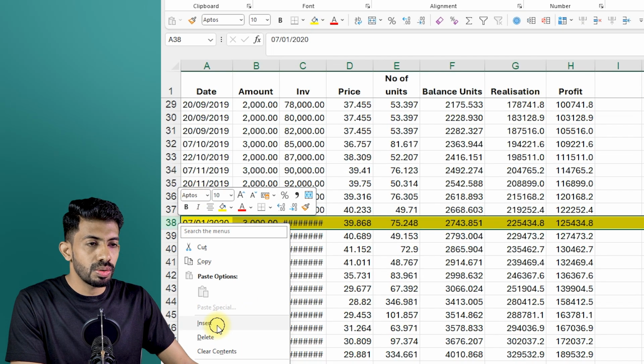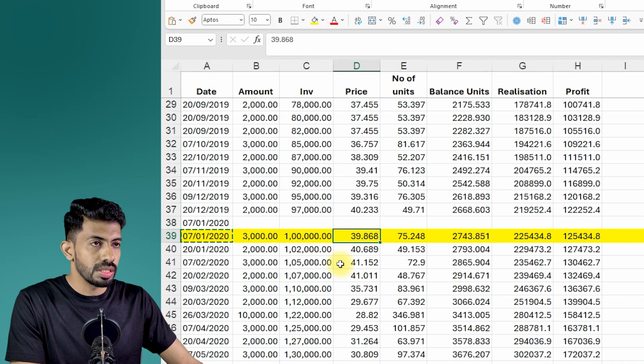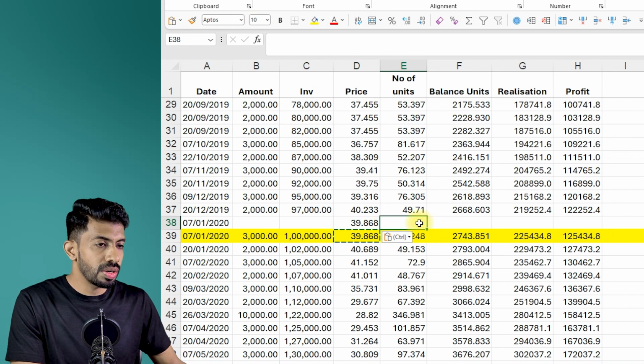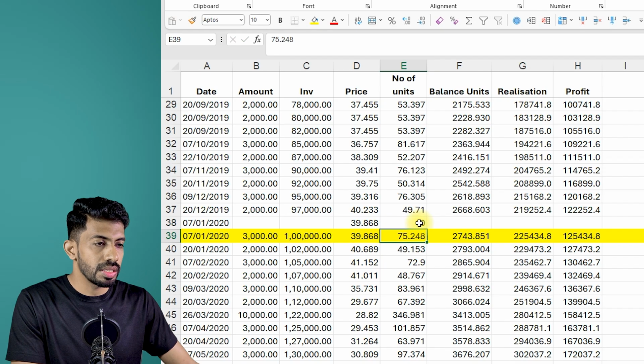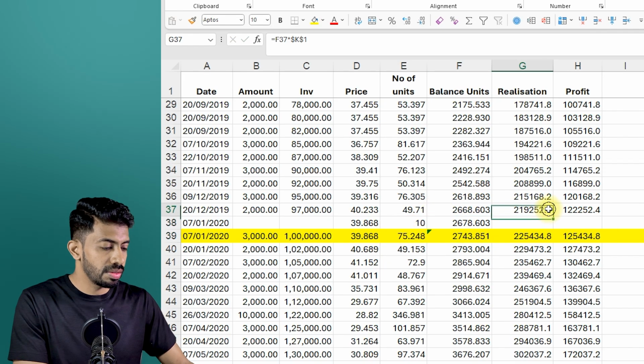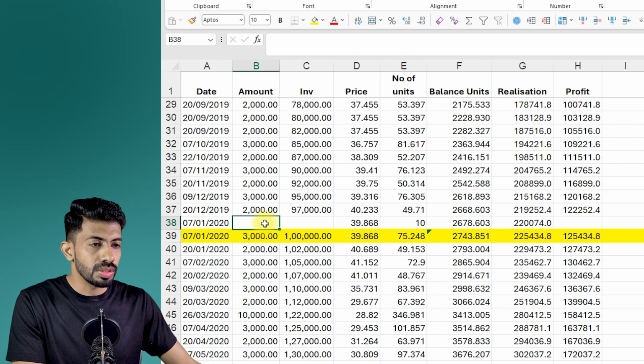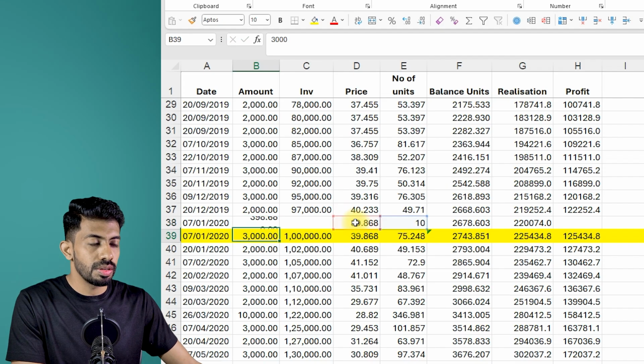So I will insert a row here. I'll put this date. The price will be as on this date. And number of units for now, I'm just going to take 10 units as a sample. Balance unit will be cumulative of this. My realization will be same. The investment amount won't be the entire 3,000, but instead it will be only 10 units at 39 rupees. So this will be 398.